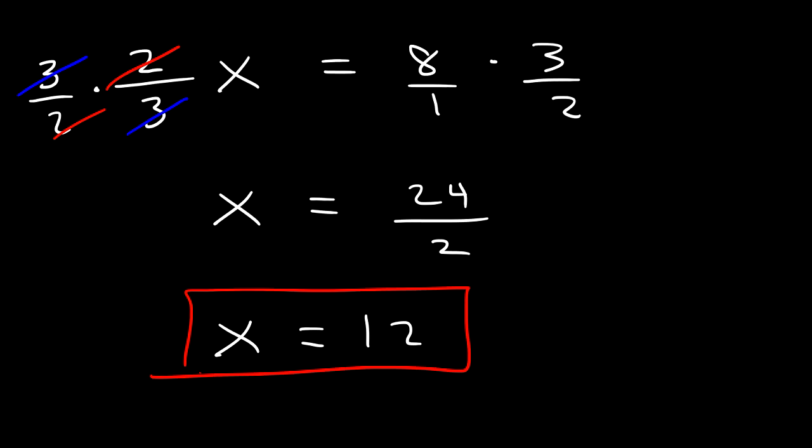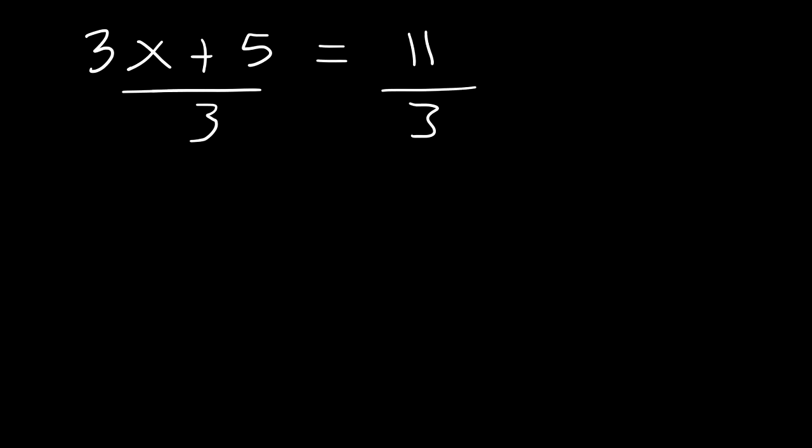Now let's move on to more difficult examples. Sometimes you may need to solve a multi-step equation like this one. If 3x plus 5 is equal to 11, what is the value of x? Now, you don't want to divide everything by 3. If you do, it's not going to be nice. Instead, you want to subtract both sides by 5 first.